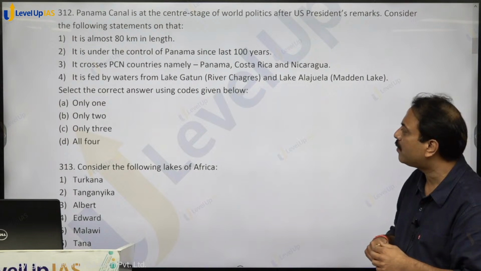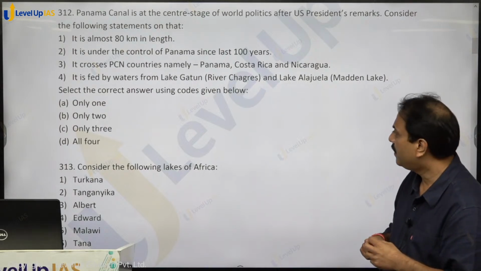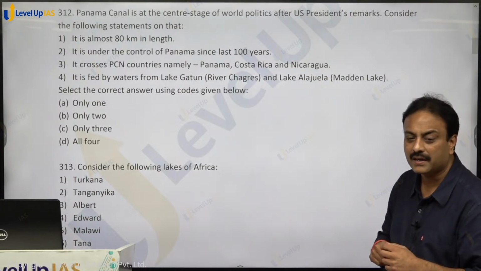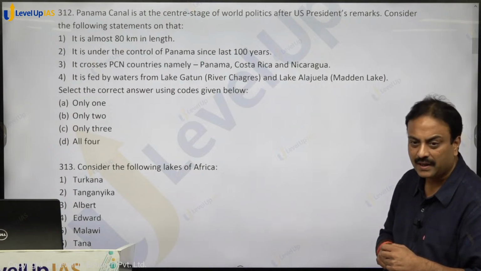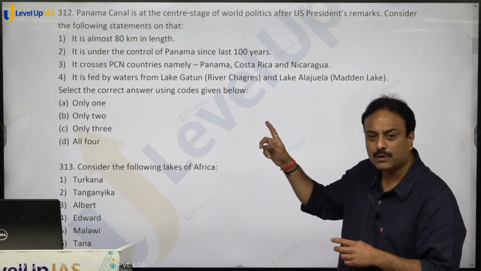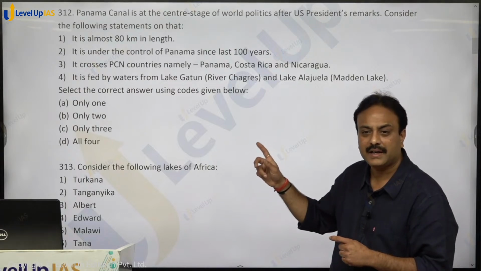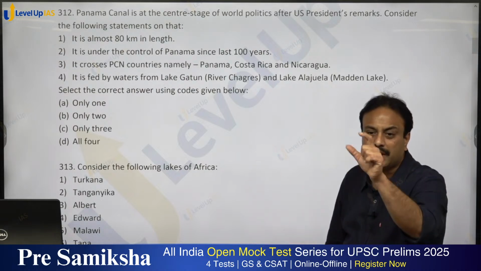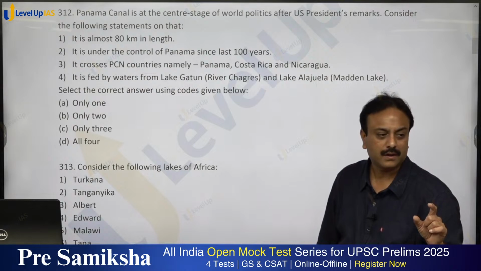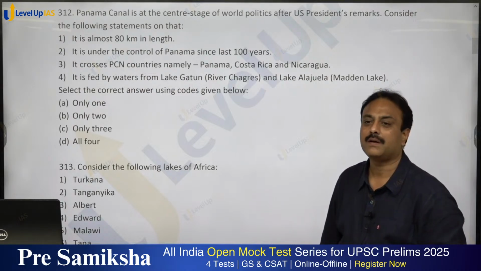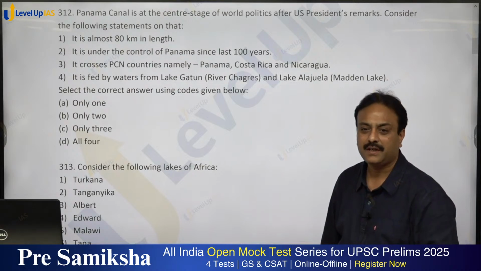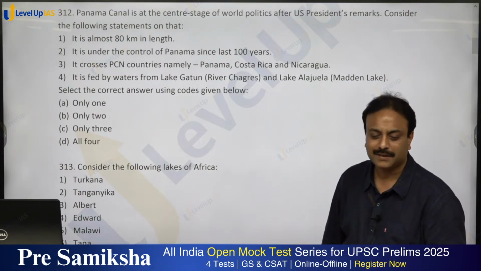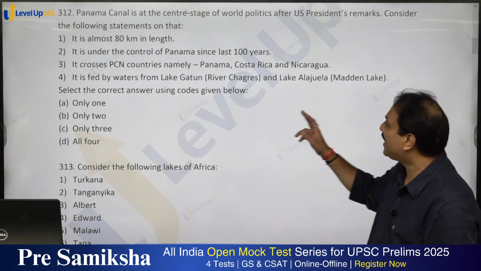It is fed by the waters from Lake Gatun, River Chagres and Lake Alajuela. The old name is Maiden Lake. These lakes are present over there, right? And Lake Gatun is shown in NCERT. In NCERT, there is a map of USA where the Panama Canal is discussed. They have shown Lake Gatun over there, and they have been showing this lake since long. Even in the old NCERT, Lake Gatun, and UPSC has not asked a question on this up till now. Yes, see. So Lake Gatun, Lake Alajuela.